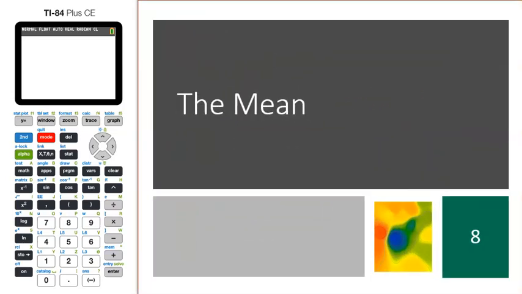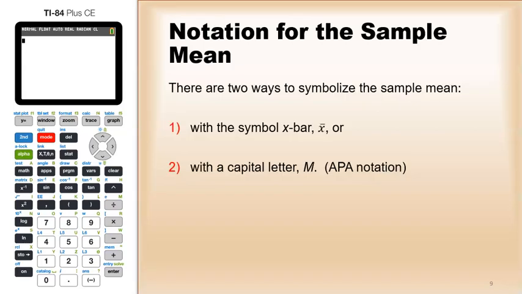Okay, so let's start with the mean, which is going to be the most important number we're going to look at this quarter. Now, for our class, there are two ways to symbolize the sample mean. The most common one you'll see from our textbook and from the notes is the symbol x bar. That's x with a bar over it. But APA notation uses the capital letter M, and that will also show up a bit.